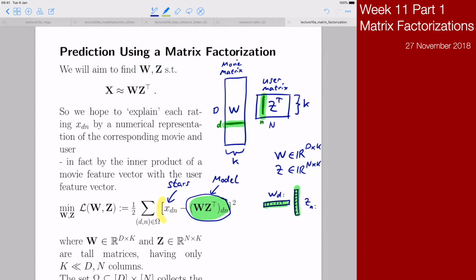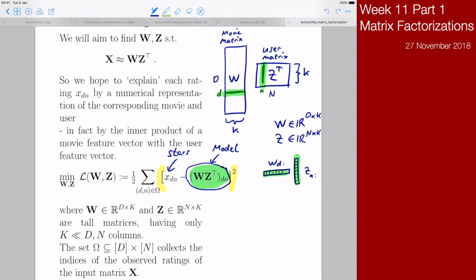So that's, you sum up all the entries, what they should be to what they are. You square that, and you sum up over all the observed entries. So there's an important notation here. Omega, that's a set of pairs of indices. So that's written on the bottom. This is collecting the white entries, the ones which are available, which are observed in the data.